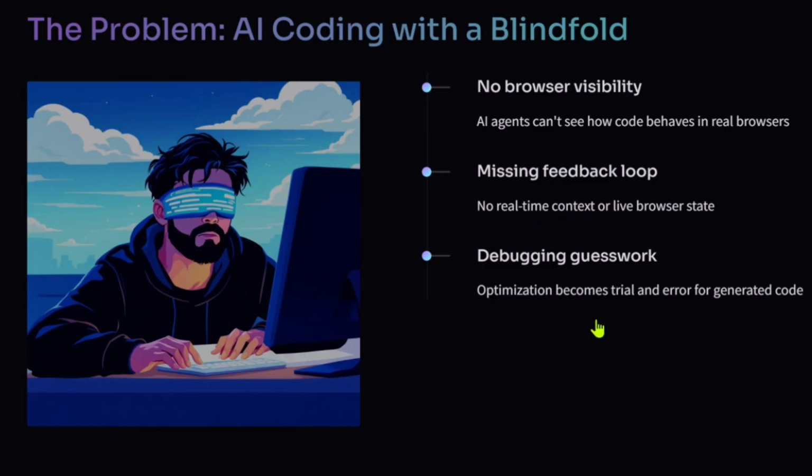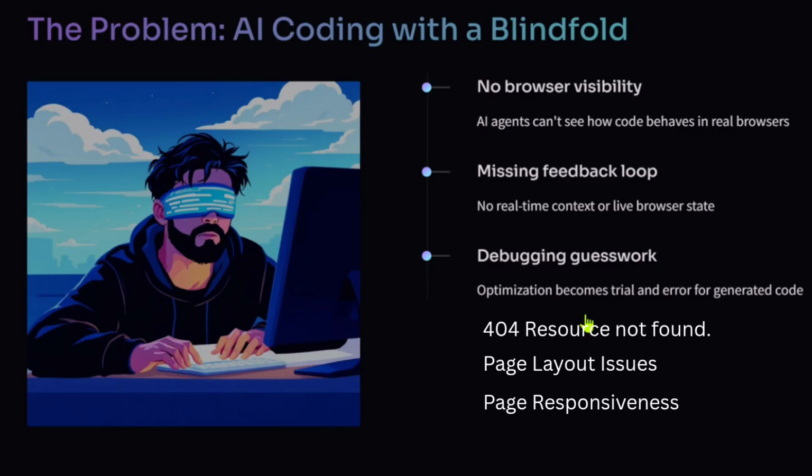I have run into this myself. I would finish coding a feature, but when I opened the DevTools, I'd see half of the images failing to load. There were layout issues. On mobile, it was not looking good. The AI agents had no way of catching that until now. It's like asking someone to cook a recipe without ever tasting the food.